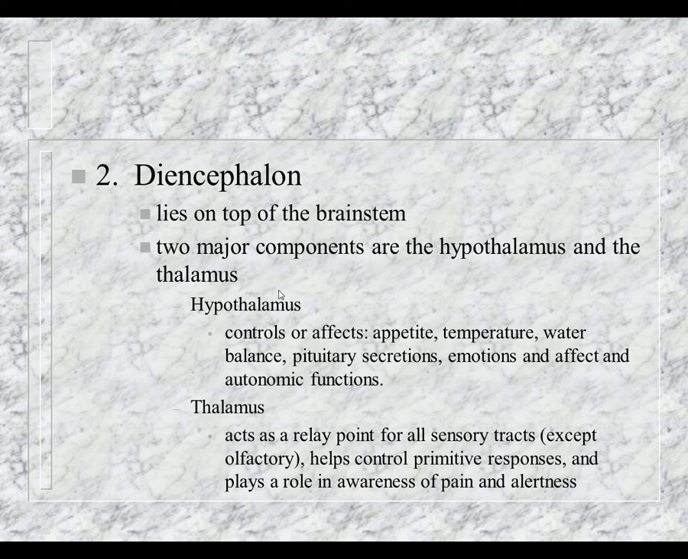The diencephalon lies on top of the brainstem, and it has two major components, the hypothalamus and the thalamus. We know the hypothalamus controls our appetite, our temperature, our balance, our motion, whereas the thalamus acts as a relay point for all of the sensory tracts except olfactory. It helps control all of the primitive responses. If you'll remember, our thalamus also plays a role in our perception of pain and alertness. It's kind of like the central switchboard.